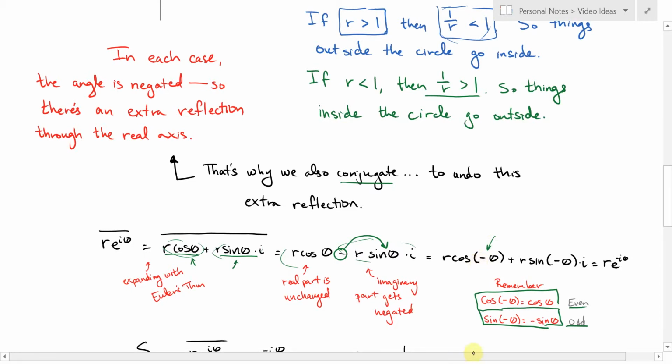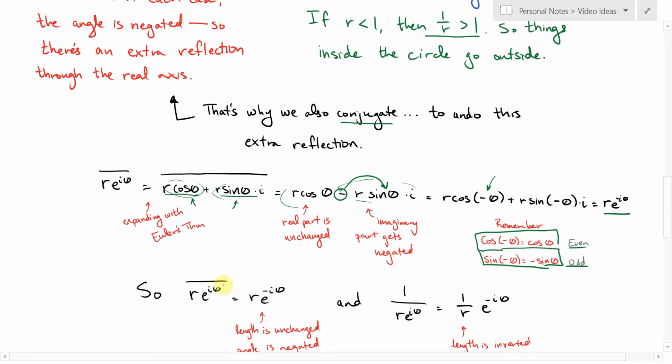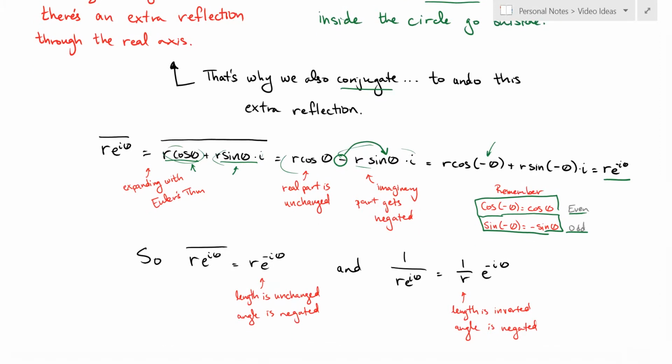Okay, so that's the same as r cos negative theta plus r sin negative theta, which is equal to r e to the negative i theta. Again, we're applying Euler's theorem. This time the argument is negative theta instead of theta. Alright, so what have we seen? The conjugate of r e to the i theta is r e to the negative i theta. So the length is unchanged, r stays the same, but theta gets negated, the angle gets negated. Right? So that's what causes that reflection around the real axis.